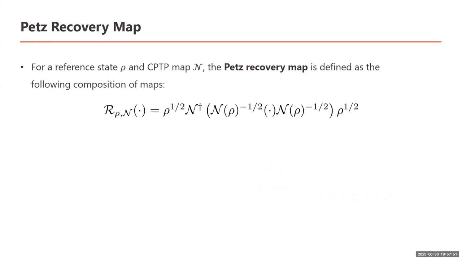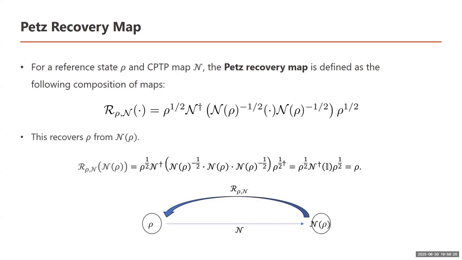To address this question, let's introduce the path recovery method. For a reference state rho and a CPTP map N, the path recovery map is defined as the following composition of maps as below. And as you could expect, N will be a quite noisy channel, including the parts that we don't want. Essentially, this map attempts to recover the original state rho from the noisy state N(rho).